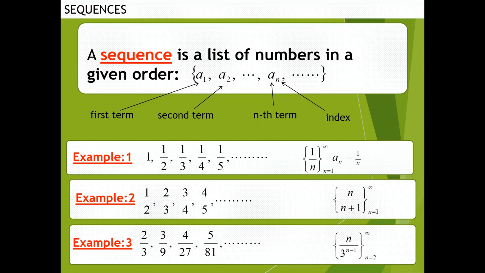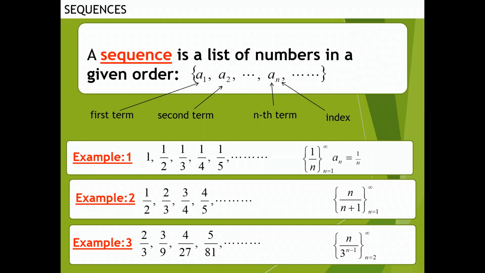Another way to represent a sequence is a list of numbers in a given order: a1, a2, a3, etc., up to a_n, etc. Here a1 is the first term of the sequence, a2 is the second term of the sequence, and a_n is the nth term of the sequence. Here n is the index value.